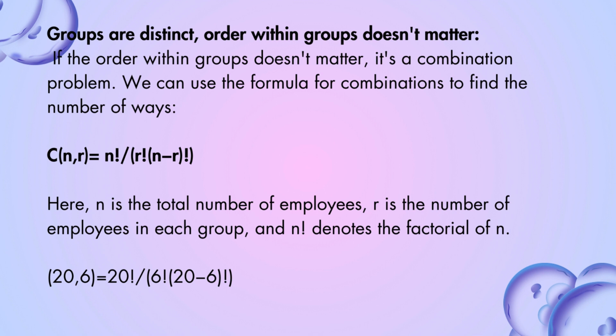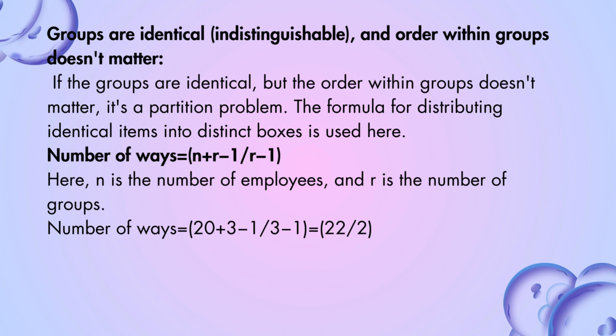Here, n is the total number of employees, r is the number of employees in each group, and n! denotes the factorial of n. Groups are identical, indistinguishable, and order within groups doesn't matter. If the groups are identical, but the order within groups doesn't matter, it's a partition problem. The formula for distributing identical items into distinct boxes is used here. Here, n is the number of employees, and r is the number of groups.